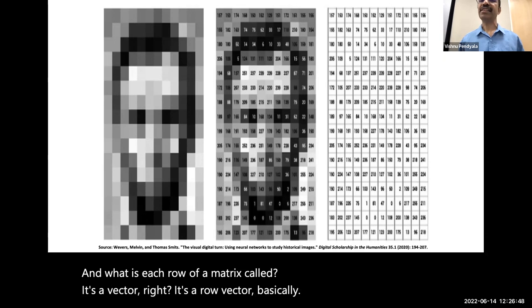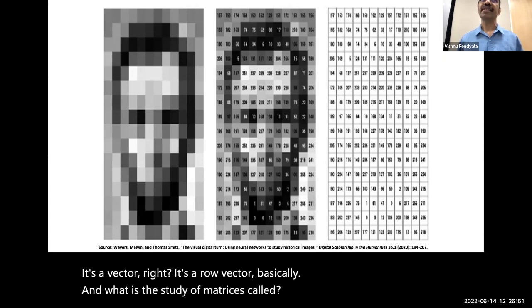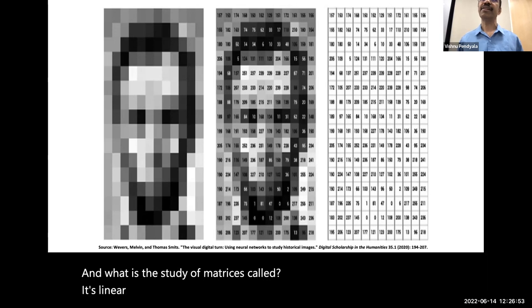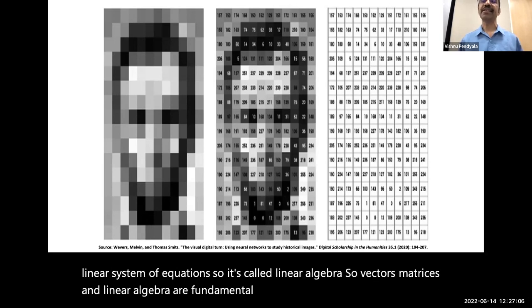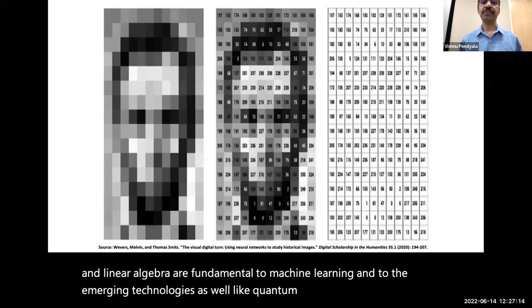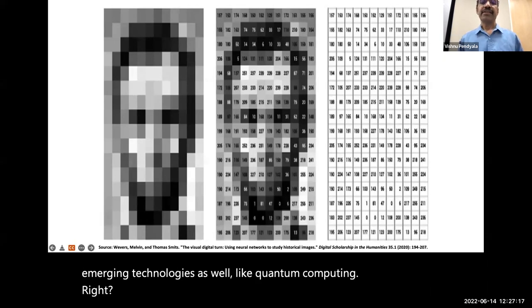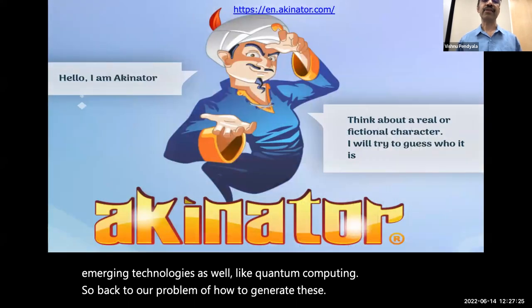And what is the study of matrices called? It's linear algebra, because matrices typically represent linear equations, a linear system of equations. So it's called linear algebra. So vectors, matrices, and linear algebra are fundamental to machine learning and to emerging technologies as well, like quantum computing, right? So now back to our problem of how to generate these real looking images.